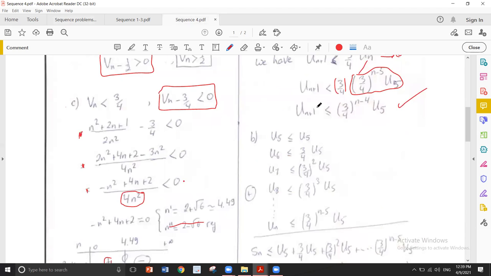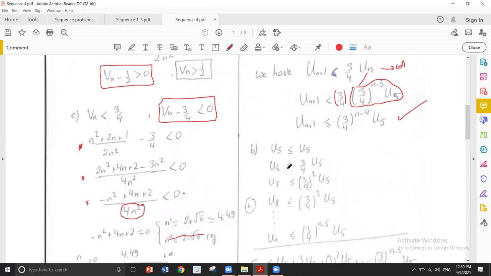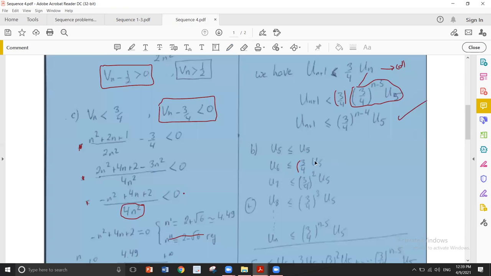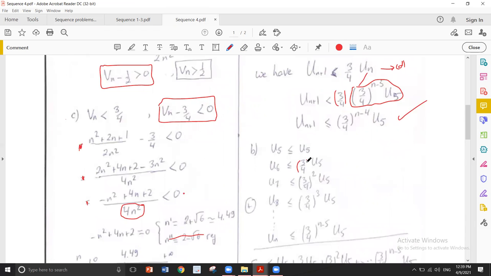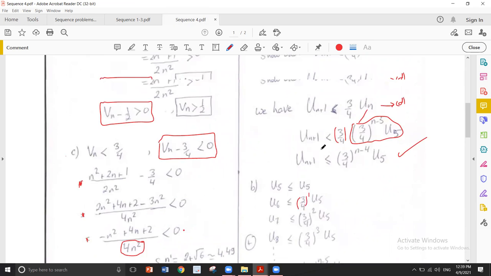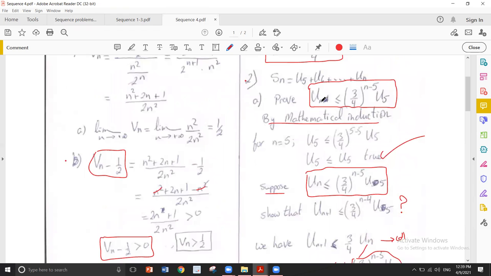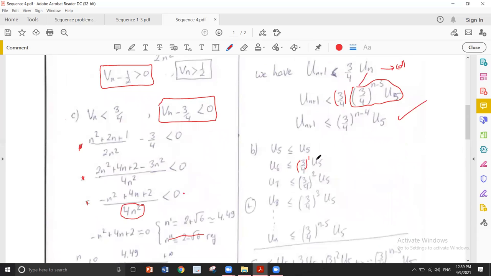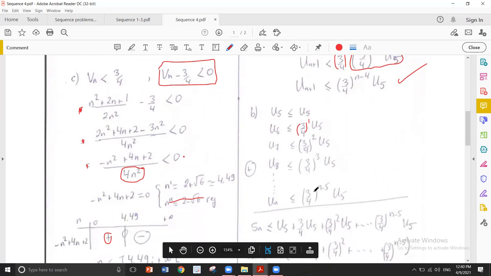So, from the previous relation, I can say u5 ≤ u5. u6 ≤ 3/4 u5, that is (3/4)^1. We got this from this relation here. If we substitute n with 6, we get u6 ≤ (3/4)^1 u5. u7 ≤ (3/4)^2 u5, u8 ≤ (3/4)^3 u5, and un ≤ (3/4)^(n-5) u5.